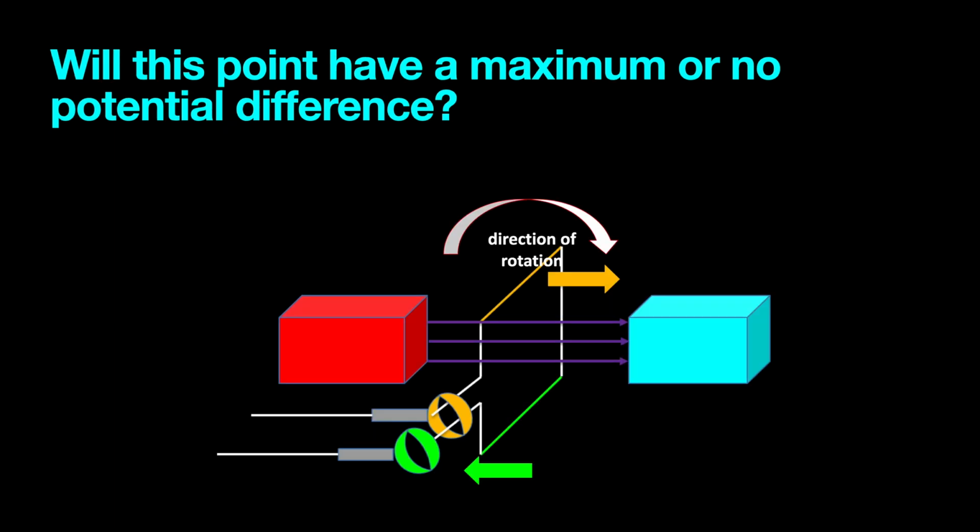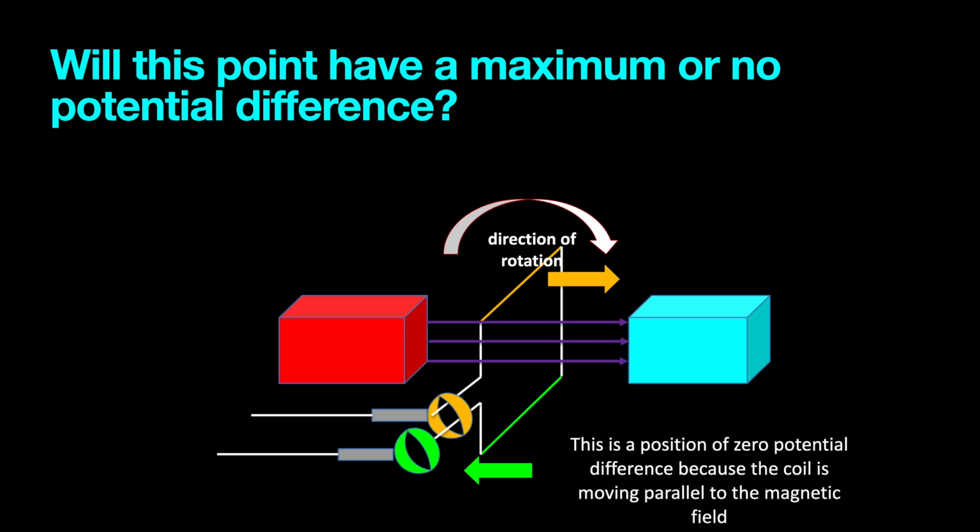What about this situation here? Do you think this point will induce a maximum potential difference or no potential difference at all? Pause the video and think. Based on what we said earlier and the language I used, at this point, the coil is not cutting the magnetic field lines. Therefore, no potential difference is induced.